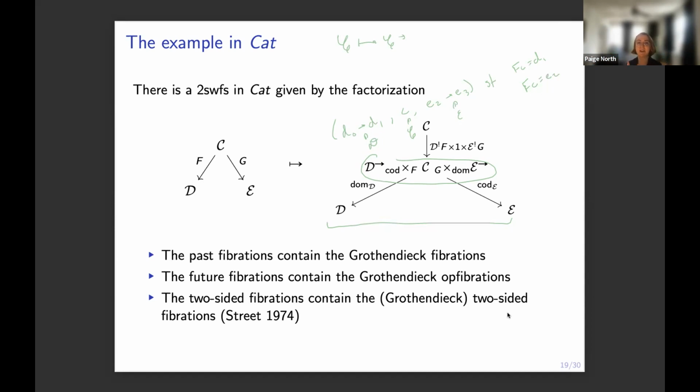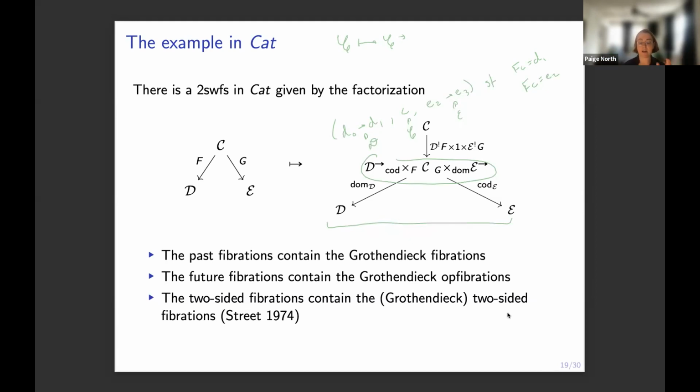Okay, so if we look at this, the past fibrations contain the growth and decay fibrations, or the retract closure of the growth and decay fibrations. Benno talked about this a little bit in his last talk, in an algebraic weak factorization system. That's almost the same as this one, but here I'm just talking about a weak factorization system. He's talking about the split growth and decay fibrations as being the fibrations. And the future ones correspond to the op fibrations. And then the two-sided fibrations are almost exactly the growth and decay two-sided fibrations that Street introduced in his paper from 1974 that some people might have heard of.